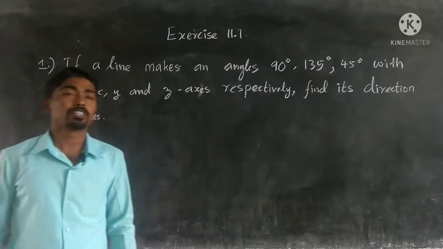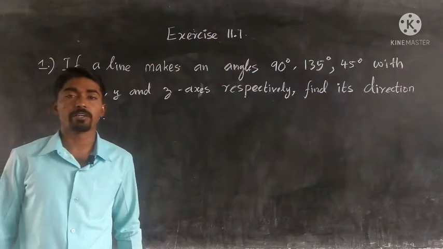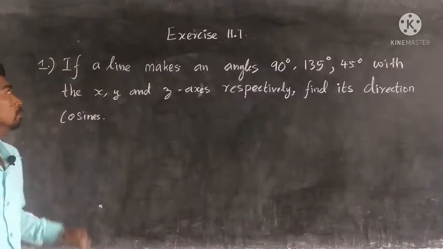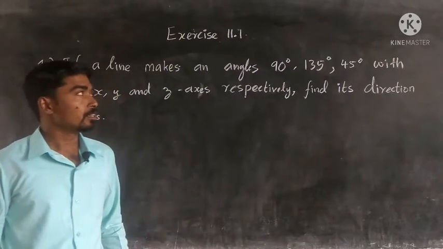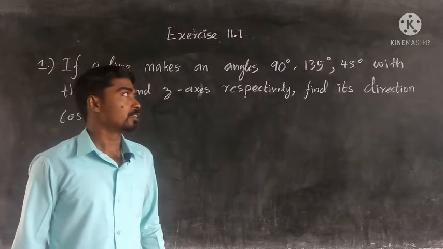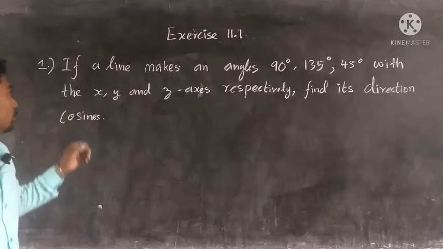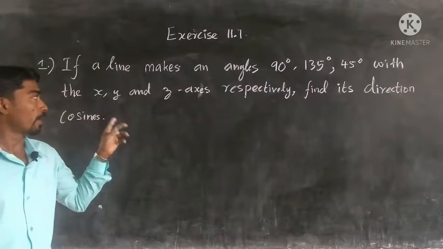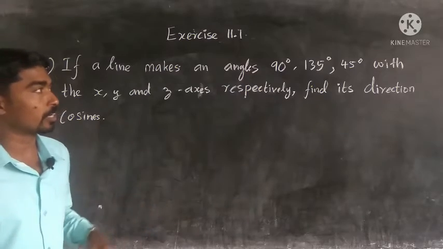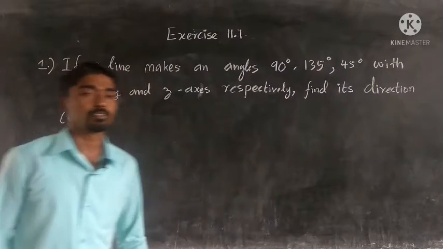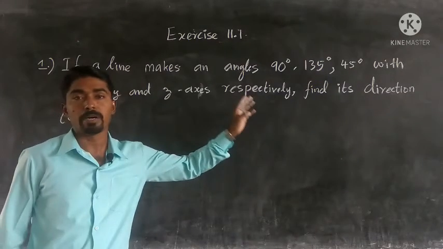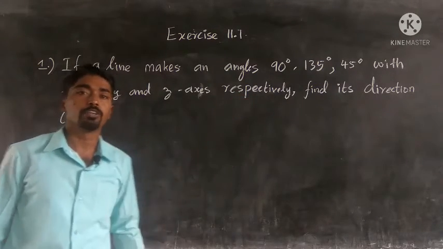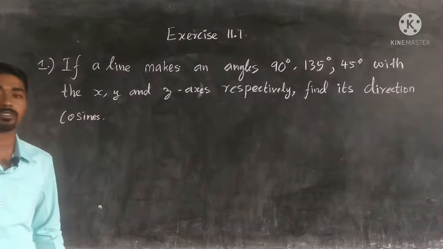Now we are going to learn some problems from exercise 11.1. Question number 1. If a line makes angles 90 degree, 135 degree and 45 degree with the x, y and z axis respectively, find its direction cosines. So angles are given. By using these angles, we are going to find its direction cosines.